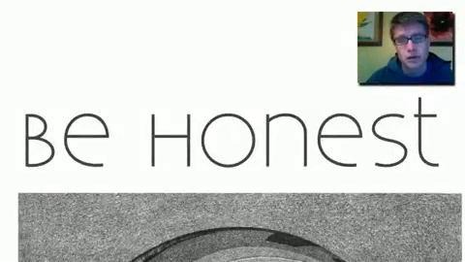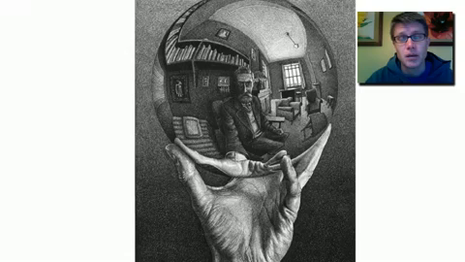This is my number one first, and that's the idea that you need to be honest, and you need to be honest with yourself. And so I've got this great MC Escher picture. And so what I mean by be honest is that you have to be honest with yourself. In other words, are you learning the material or are you not? And you have to be the judge of that.